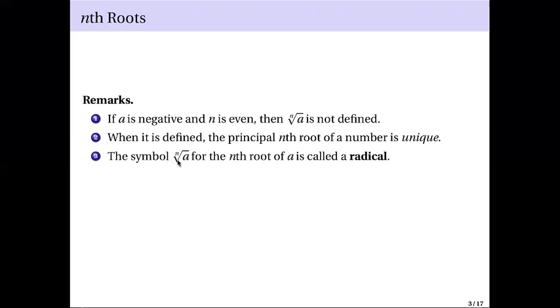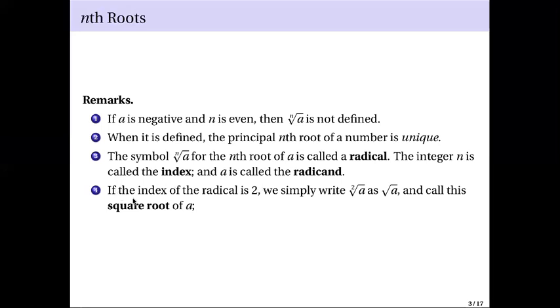Okay, the symbol for the nth root of a is called a radical. The integer n is called the index, and a is called the radicand. So the whole thing is called a radical. The n that we see here is called the index, and the a that we see here is called the radicand.